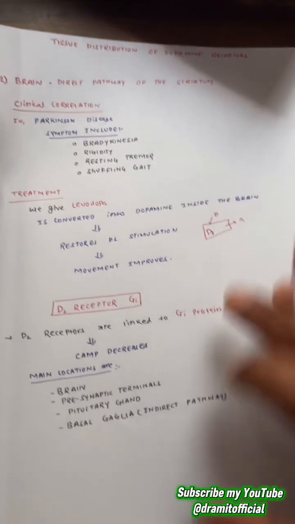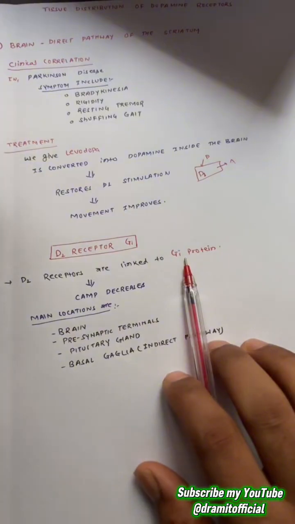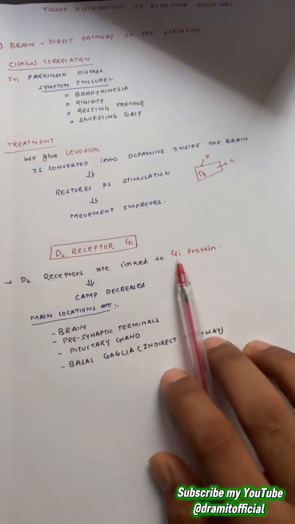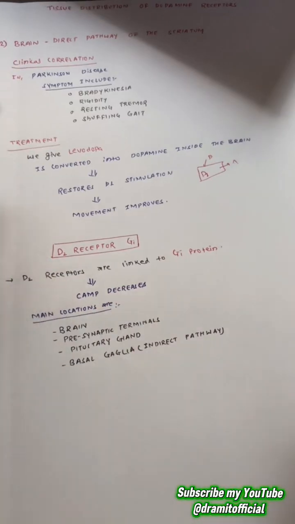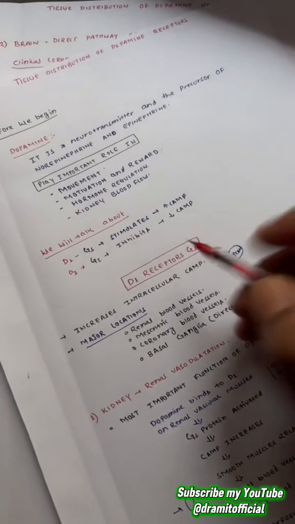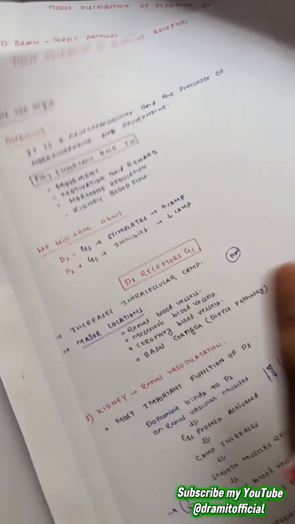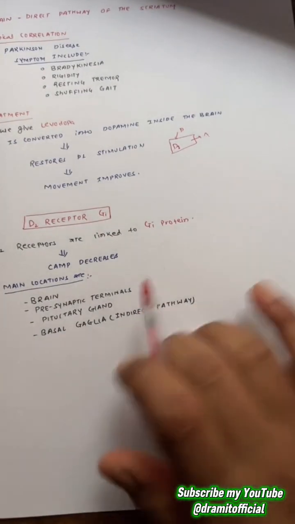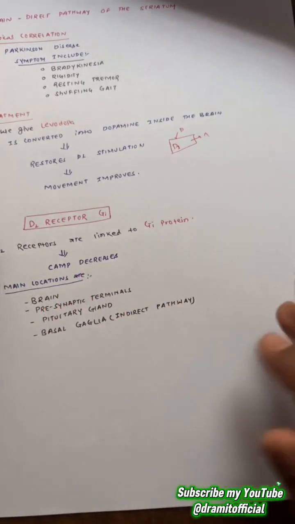Now let's talk about the D2 receptor. D2 receptors are also G protein coupled receptors, but they are in the Gi class. From our very first topic, we know that the D2 receptor inhibits or decreases cAMP. So the D2 receptors are linked to Gi protein and decrease cAMP. Now we'll see where it is located.